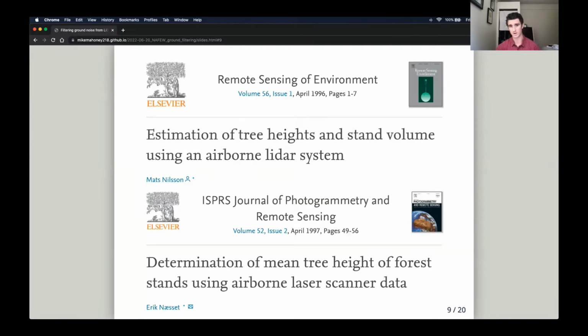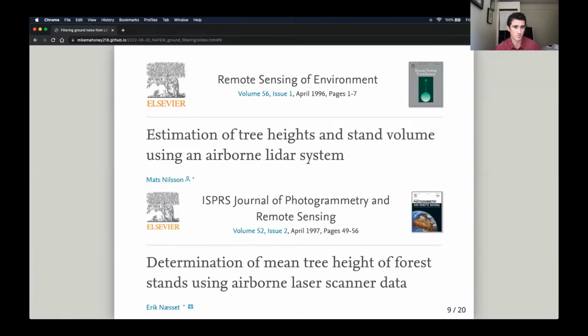So a lot of biomass modeling studies cited other biomass modeling studies, and it really goes back to a few studies from the late 90s that introduced this practice. Mats Nielsen in '96 used helicopter-borne LiDAR to estimate tree heights, and he set any points below 2 meters to 0. And another study modeling tree heights, NAFEW, in 1997, threw out points below 2 meters. So the idea being that if you're measuring tree heights, that makes a lot of sense. Those points below 2 meters aren't going to be representative of a maximum tree height.